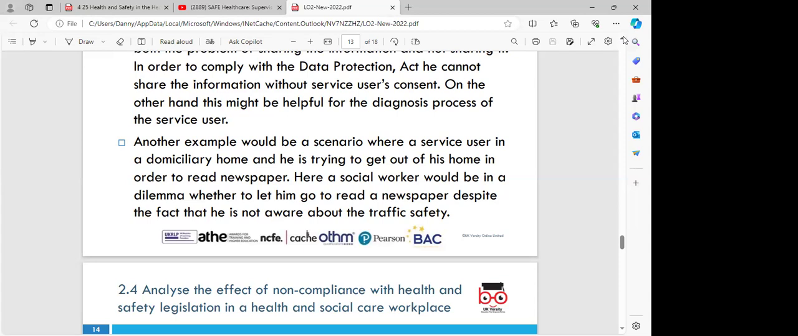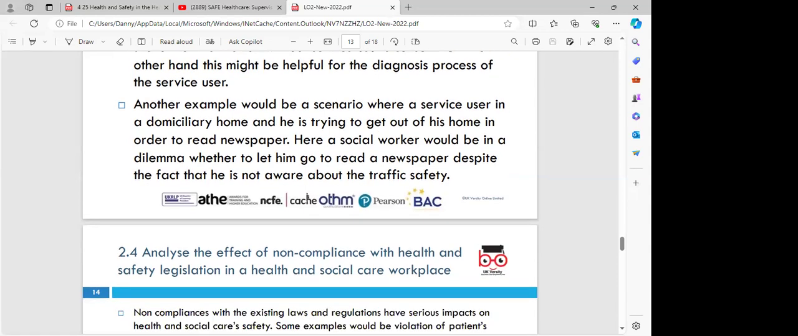So the social worker will be in a dilemma whether to let him go to read the newspaper, despite the fact that he's not aware about the traffic safety. So these are the questions. I feel like if the social worker has gone through the risk assessment for that particular patient, there wouldn't be any dilemma because they would be seeing. Amazing. Perfect. Exactly what I want to say.